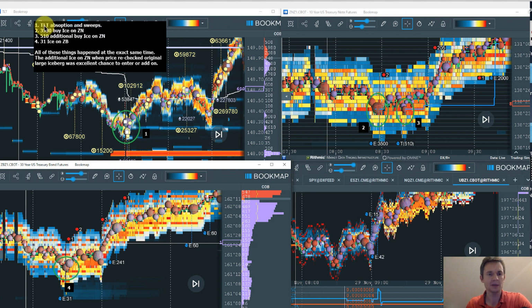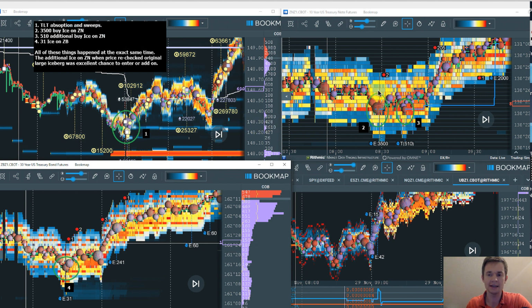So the first thing that happens, TLT absorption and sweeps. This is at the open, at about 8:30, and I've got this circled in green. These squares are absorption, and these dots are sweeps, so there was significant activity here. There was some sort of battle, some major win or major loss, with the sweeps going on. With the absorptions, somebody's battling, trying to hold position or force position, depending on how you look at it. That's just about at the open.